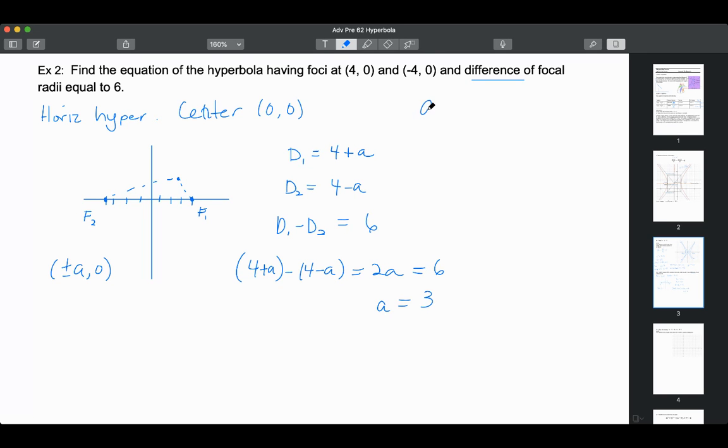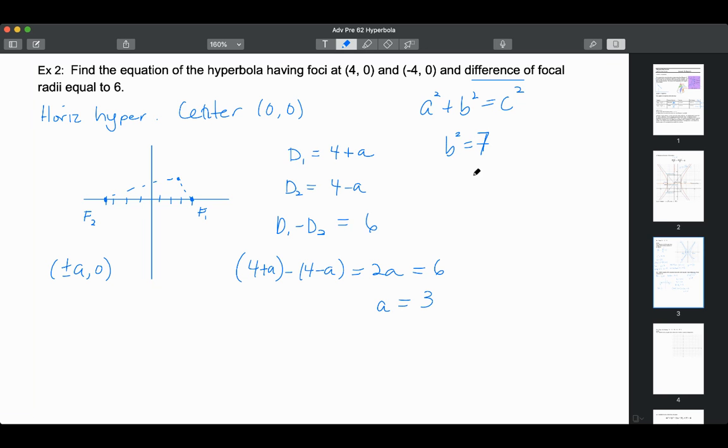I know also that a squared plus b squared is going to be c squared. And here, I know that my c value is 4, because my foci are 4 away from the center. So I could use that to find my b squared. So a squared is 9. c squared is 16, so b squared, 16 minus 9, is 7.